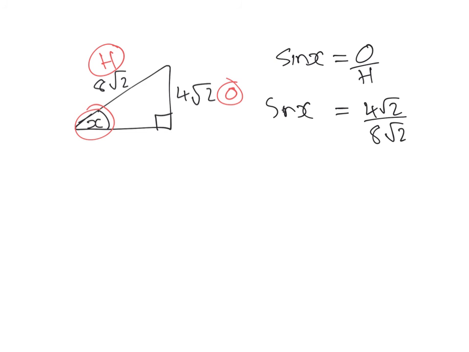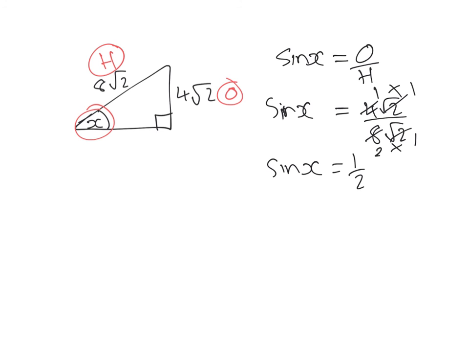And then it's just some basic surd work. So sine of x equals 4 and 8 will cancel down, won't they? There's 2 4s in 8. Root 2 and root 2 will cancel down, 1 and 1. So you have 1 times 1 over 2 times 1. So sine x is a half.